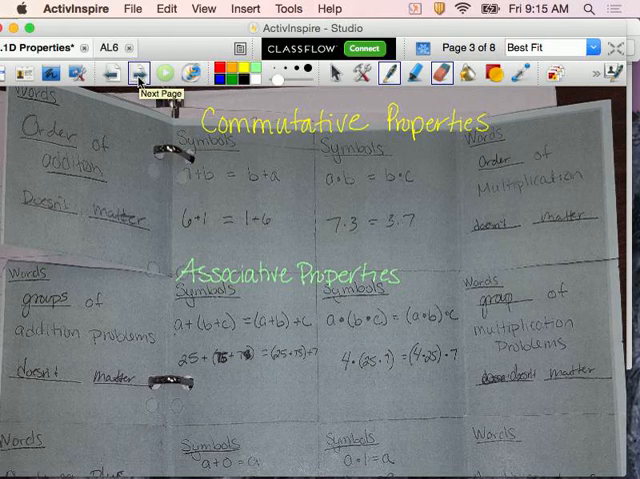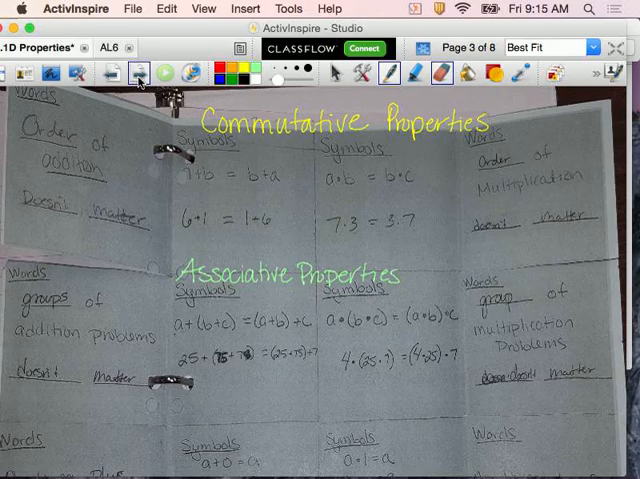Okay, so I kind of zoomed in a little bit here. So we're going to start with the commutative properties. Remember, commutative means to commute, to change position. So we're kind of just rearranging the problem to be more useful for ourselves.